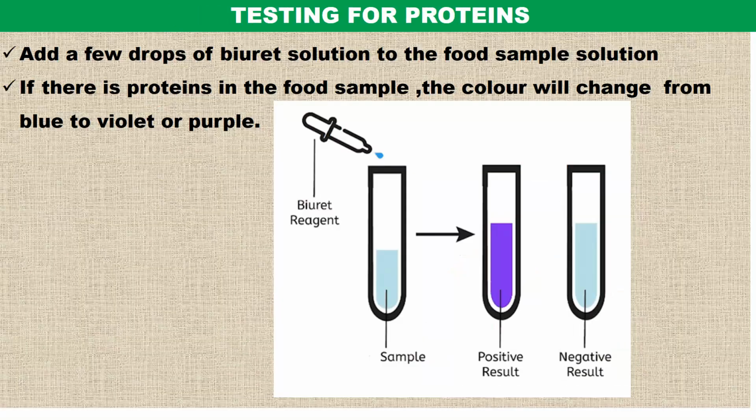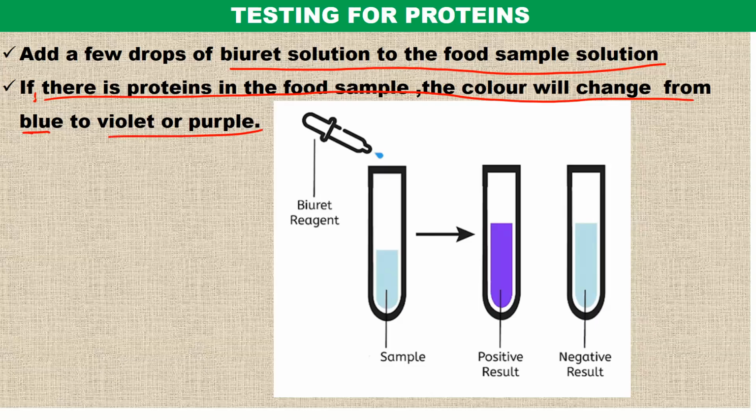Let us look at testing for proteins. For proteins, no heating is required. Add drops of biuret solution to the sample solution in the test tube. If there is protein in the food sample, the color will change from blue to violet or purple. The color of biuret is blue initially. Under testing for proteins, you need to know that it is biuret. The moment you see biuret, you should relate it to protein testing, because in questions, they will not tell you, they will just ask which one shows the positive indication of protein.